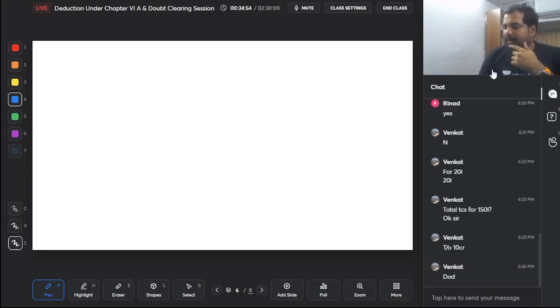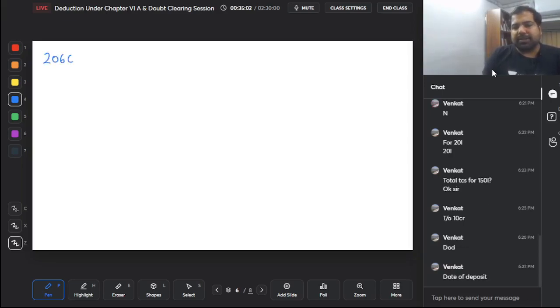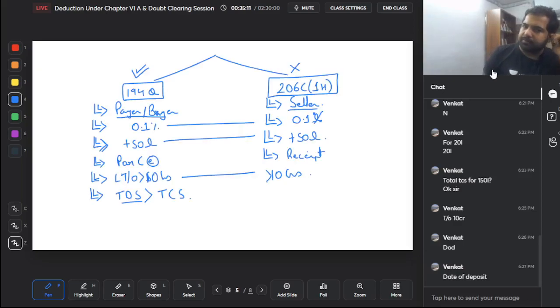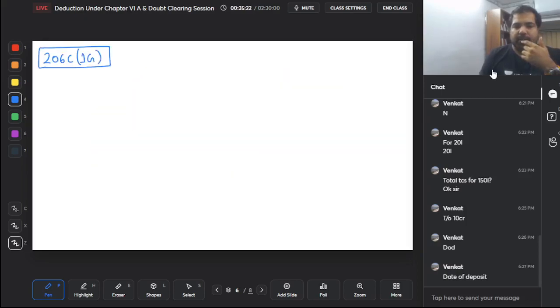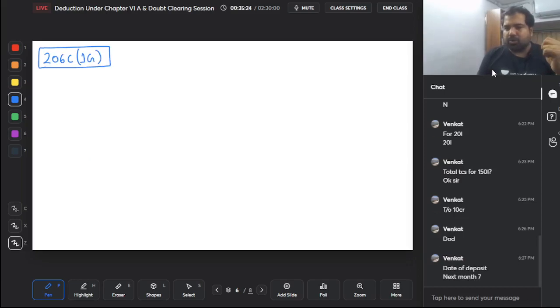Guys, moving on and looking at the last question here. The last question is here on the cards. 206C1G. Yes. What about date of deposit, Venkat? This I've written: payment or credit, whichever is earlier. This is on receipt basis. Perfect. Guys, the next is 206C1G. Next month 7th, yes. Guys, 206C1G, the shortcut is global.